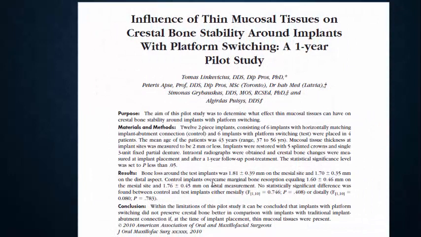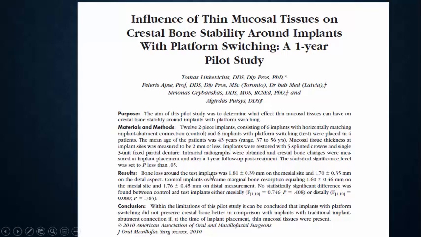So here also, after 1 year, they did the study, but here they test the effect of the platform switch. Also, they want to see the effect of the platform switch connection between the thin biotype and the thick biotype. So they have the control group, which is the butt joint connection, regular connection between the implant and abutment, and the test group, which is the platform switch. They placed both groups in a thin biotype. So we have the platform switch implant placed in a thin biotype, and the regular connection implant placed also in a thin biotype. And let's see what they found.